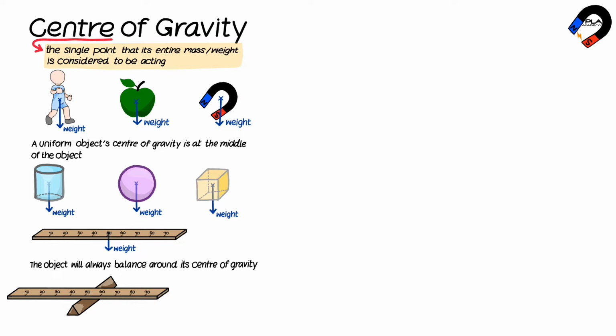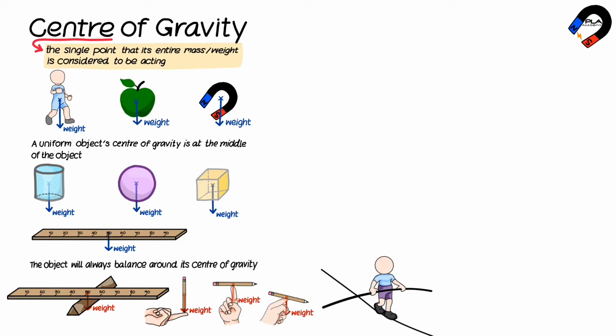The object will always balance around its center of gravity. For example, the wooden meter rule is balancing on the pivot at the 50 centimeters mark. You can try balancing a pencil on your finger. The person is walking on the rope.